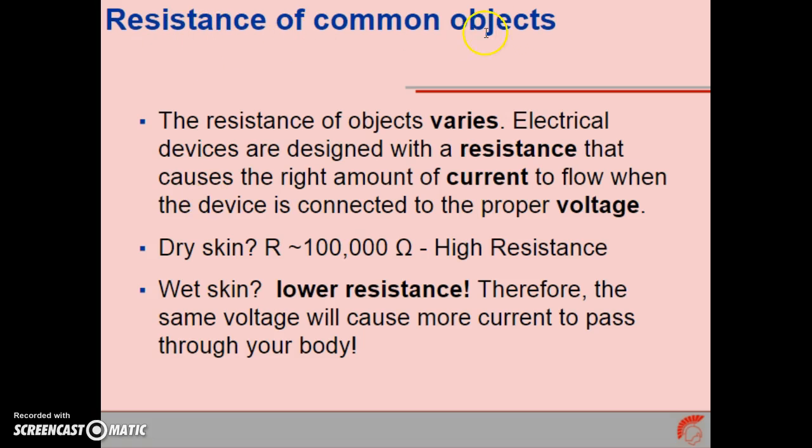So, some resistance of common objects. The resistance of objects varies. Electrical devices are designed with a resistance that causes the right amount of current to flow when the device is connected to the proper voltage. Dry skin has a resistance of about 100,000 ohms, very high resistance. But wet skin has much lower resistance. Therefore, the same voltage will cause more current to pass through your body. That's why when you're wet, you're more likely to be shocked or injured. Electric current can flow more readily because it has a lower resistance.